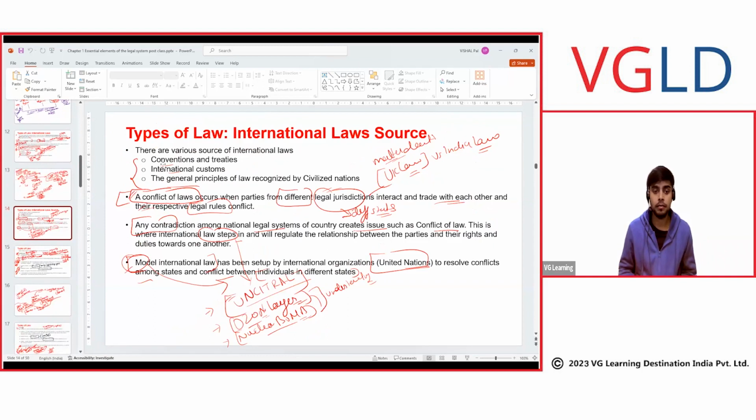Okay. And this was basically how the United Nations has come and created the various conventions, treaties and international customs.